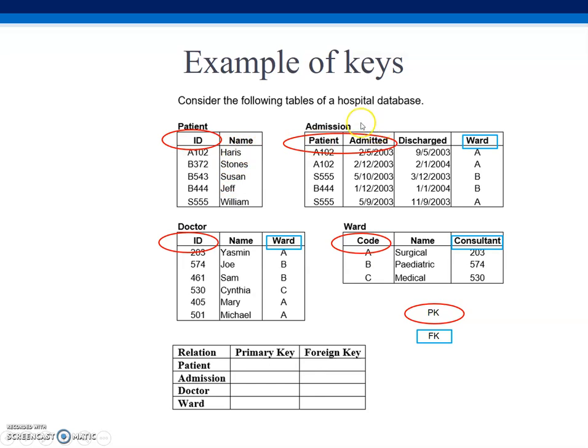Now, look at the next table, admission. When we look at the admission table, we can take a look at the patient attribute. The values here are not unique. You can see 102 repeats. So definitely patient is not a primary key. It cannot be a candidate.